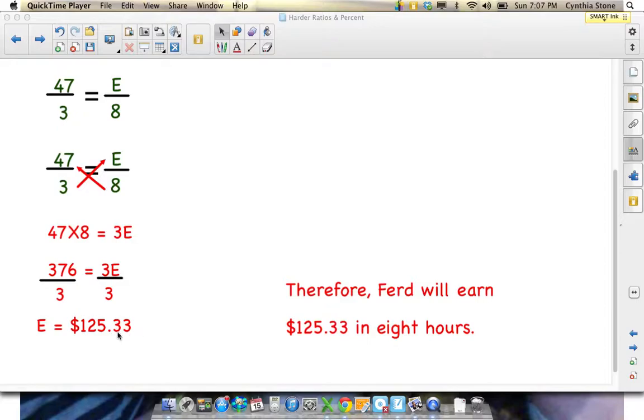I put it as 2 decimal places because when we talk about money, earnings, whatever, it usually goes to the cent, or 2 decimal places. Okay? So therefore, Ferd will earn $125 in 8 hours.